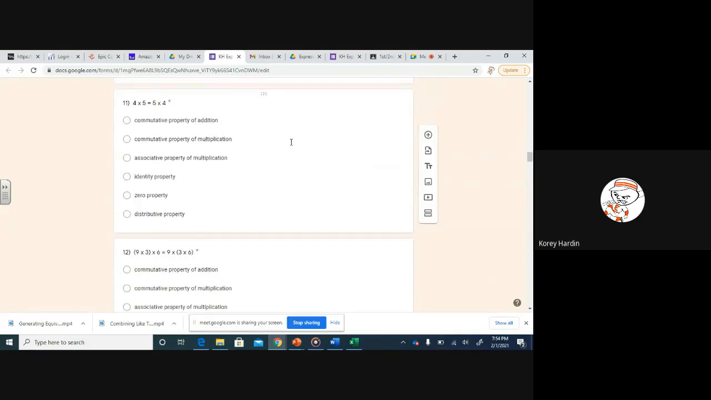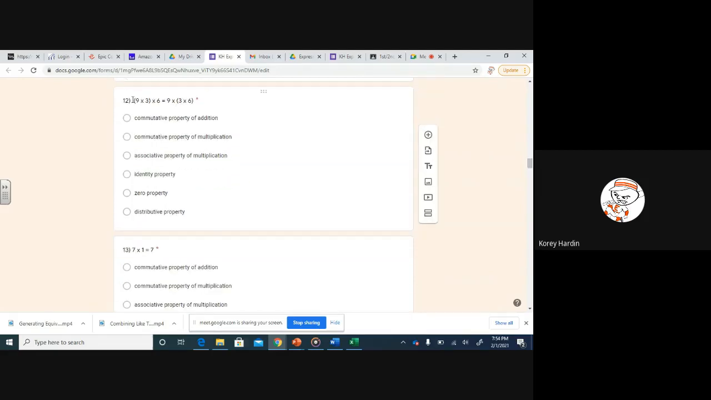Number 11, 4 times 5 equals 5 times 4. Is that commutative property of addition, commutative property of multiplication, associative property of multiplication, identity property, zero property, or distributive property? Number 12, I have inside of parentheses 9 times 3 times 6 equals 9 times inside of parentheses 3 times 6. And is that commutative property of addition, commutative property of multiplication, associative property of multiplication, identity property, zero property, or distributive property?